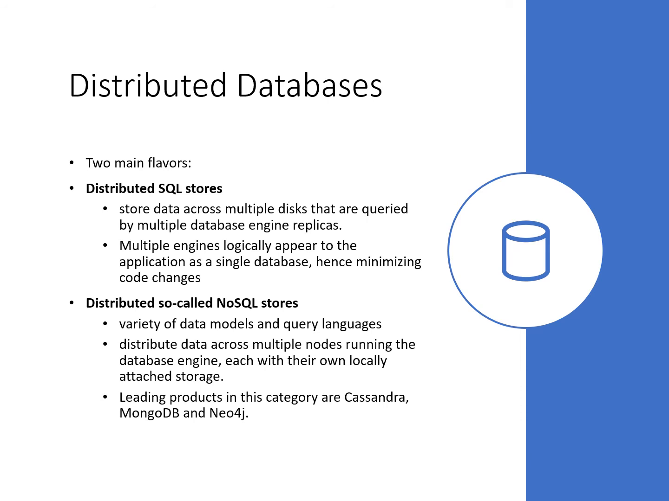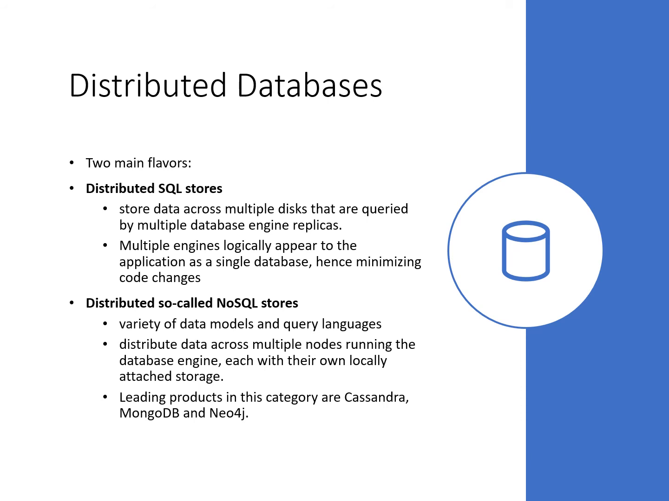The first is distributed SQL stores from major vendors such as Oracle and IBM. These enable organizations to scale out their SQL database relatively seamlessly by storing the data across multiple disks that are queried by multiple database engines. These multiple engines logically appear to the application as a single database and hence minimize the amount of code changes you need to make when you scale out your SQL database. Still, there are typically features in SQL that are not supported on a distributed database.